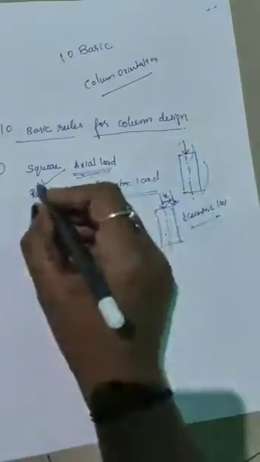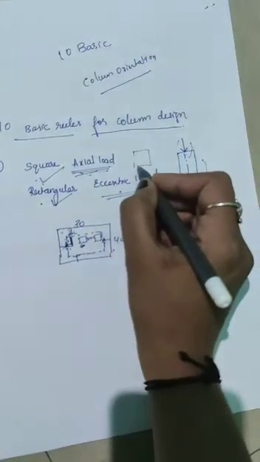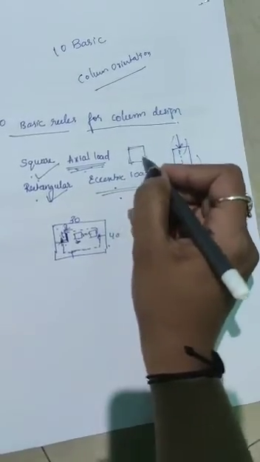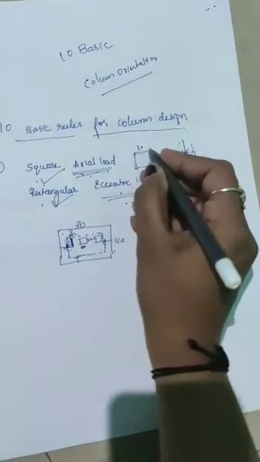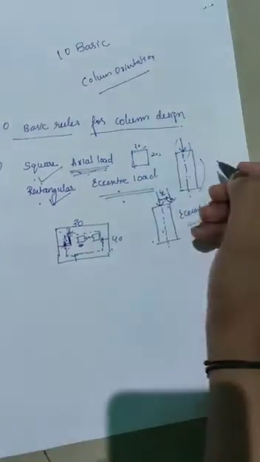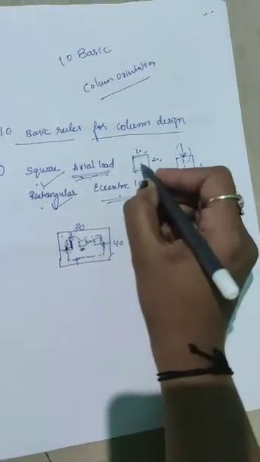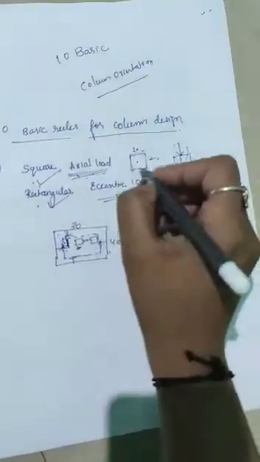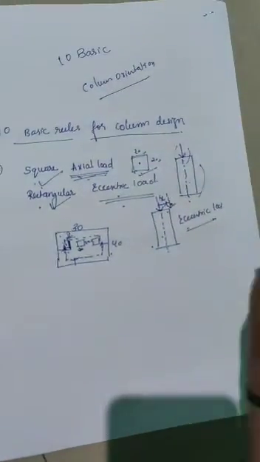The one more is the square column. Whenever the column is at the right position, or we can provide a proper size of column, for example 200 by 200, in such cases the load will be acting exactly on the center. So in such a case we can choose the square column.